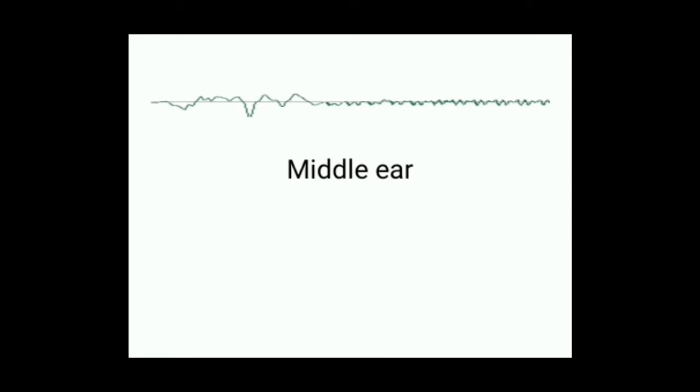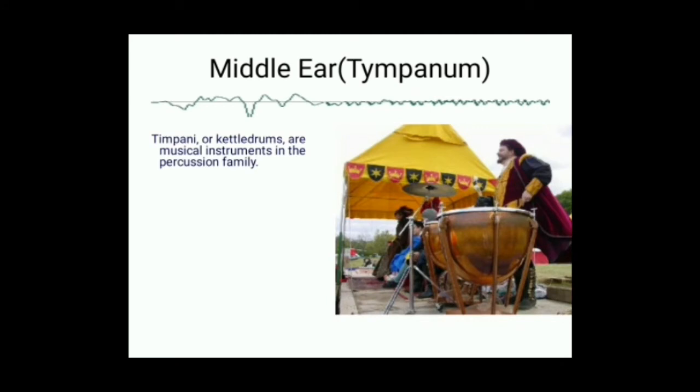Now we move on to the middle ear. The middle ear is also called the tympanum. It is derived from the word tympani. What is tympani? It is nothing but a kettle drum, a musical instrument belonging to the percussion family, where a membrane is stretched over a hollow drum, usually made of metal. Since the middle ear also resembles this, an air-filled chamber closed by the tympanic membrane, it is called the tympanum.